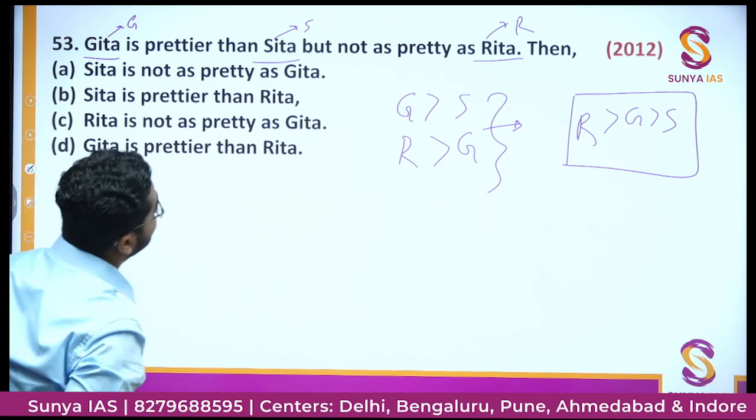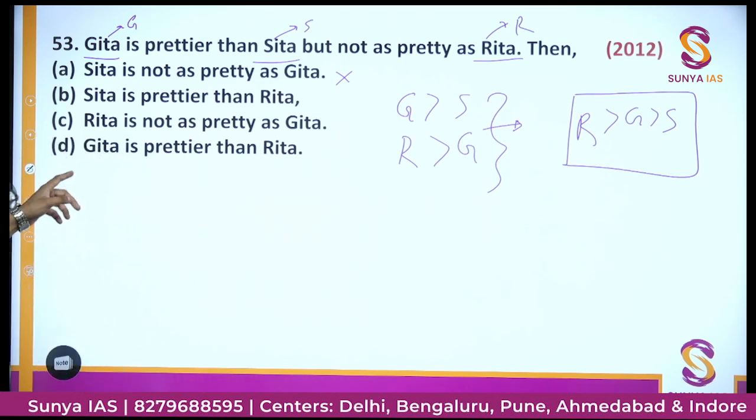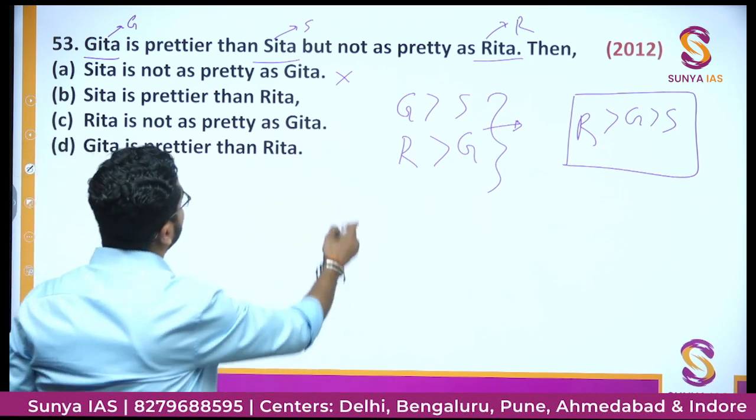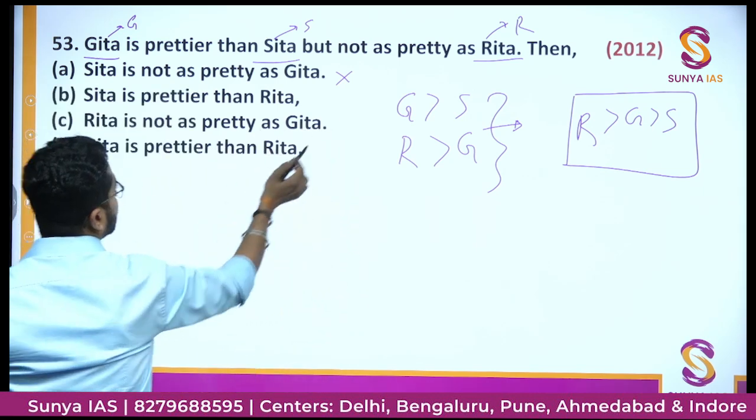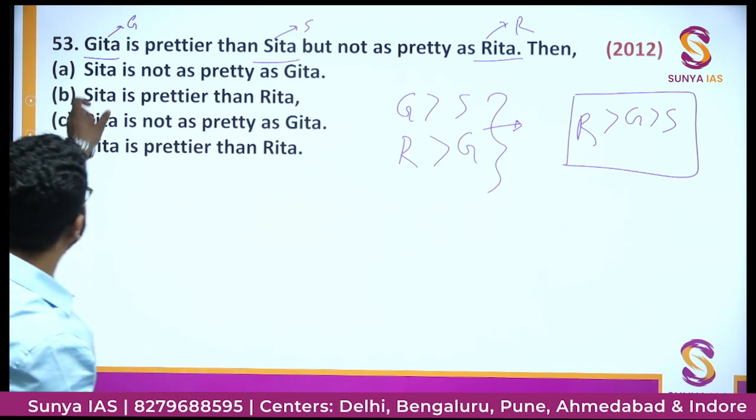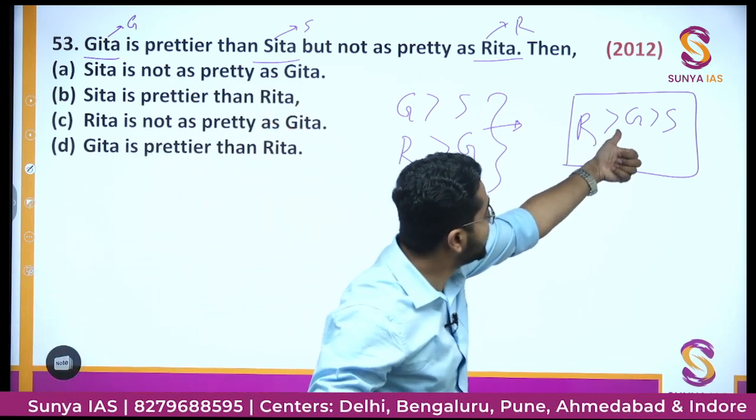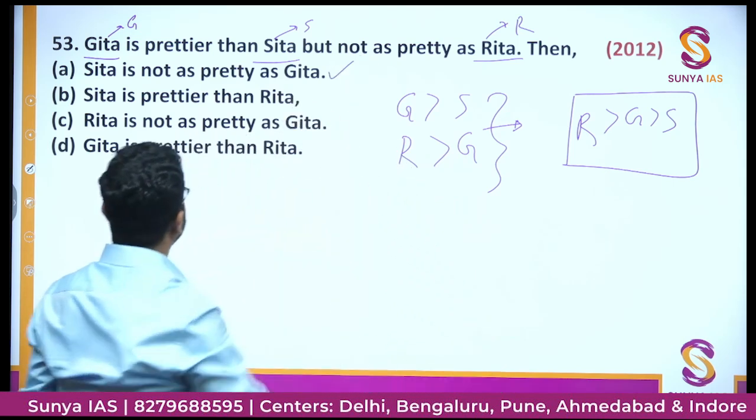Sita is not as pretty as Geeta. No, Sita is prettier than Geeta, this is wrong. Sita is not as pretty as Geeta, that is, Geeta is prettier than Sita. No, sorry. So we'll just see the option again. Sita is not as pretty as Geeta. Okay. So you can see Sita is not as pretty as Geeta. That means Geeta is prettier than Sita. And we can see Geeta is prettier than Sita. So yes, this option is right.